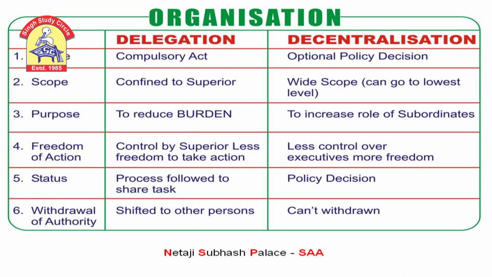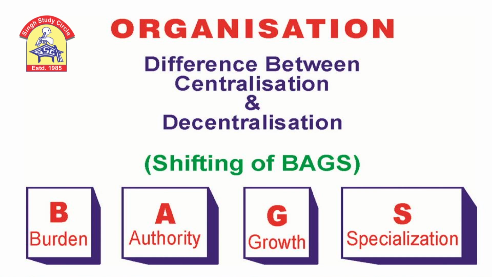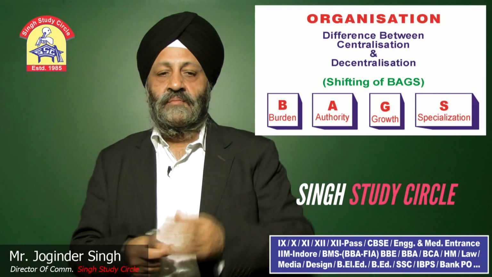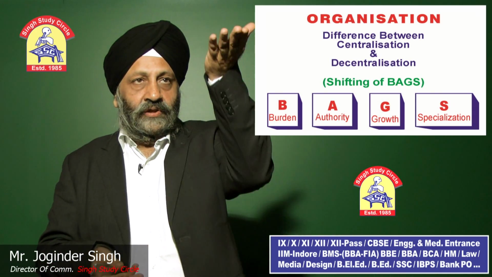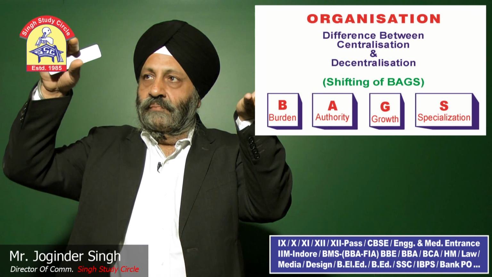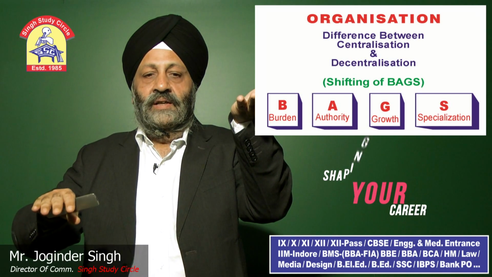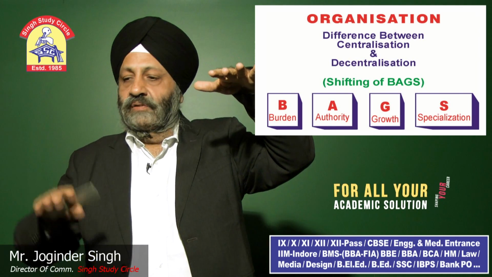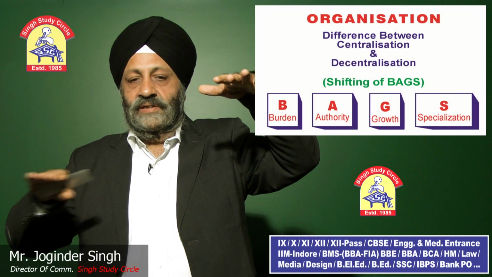Now, if they ask you the difference between centralization and decentralization, it is very easy to remember. Shifting of bags. Remember BAGS. B for burden, A for authority, G for growth, S for specialization. In centralization, the burden is on the top. In decentralization, the burden is on the lower levels. In centralization, authority is on the top. In decentralization, authority is given to the lower levels.